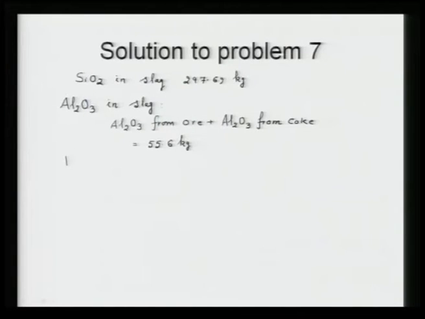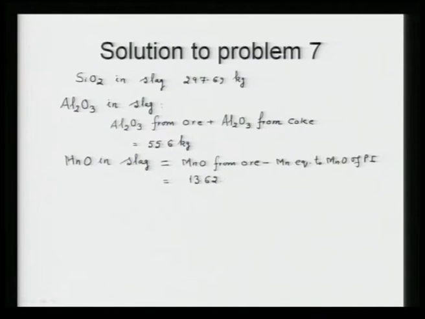Similarly, MnO in slag. Again you have to make the balance, that is equal to MnO from iron ore minus Mn equivalent to MnO of pig iron. So, you can substitute the value and that will be coming 13.62 kg.